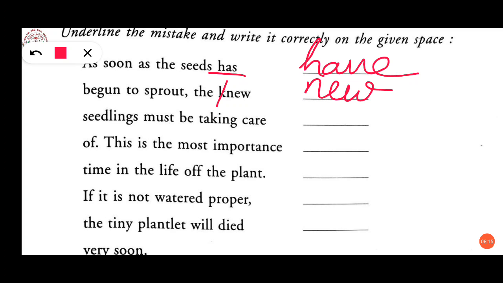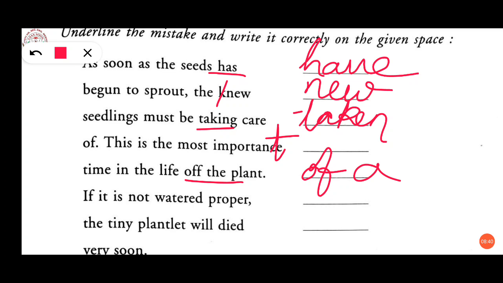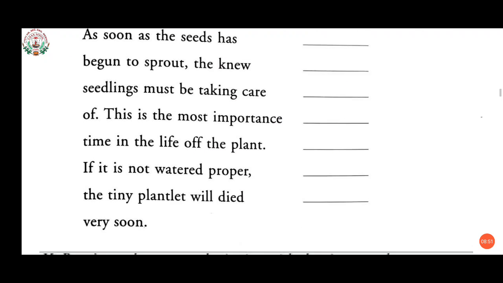be taking care, not, it's not taking care, must be taken care of. This is the most important, not, it's important. Then, important time in the life of the plant, of the plant, here of the, not, it's of a plant. If it is not watered proper, not, it's properly, the tiny plantlet will die very soon.